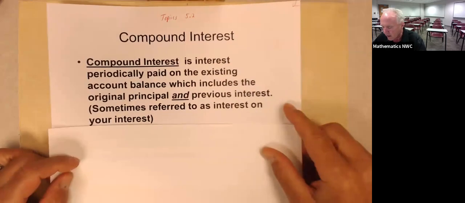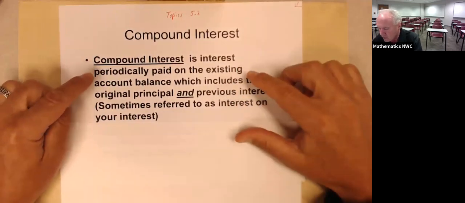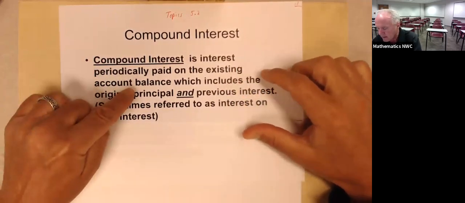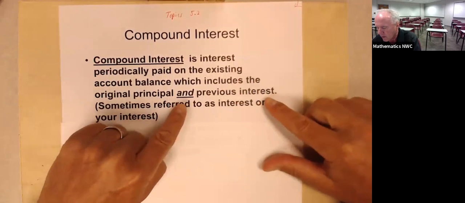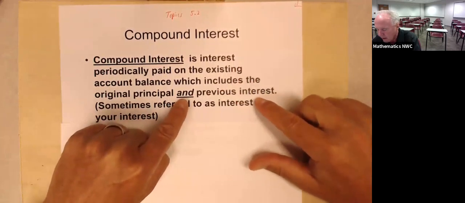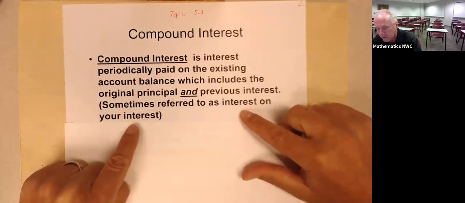In the previous lesson we looked at simple interest. It was one of the most basic ways of calculating interest that we can do. One of the more common methods, though, the one that you're going to see quite a bit in your lifetime, is referred to as compound interest. It is interest that's periodically paid on an existing balance, which includes the original principal and any previous interest. This part right here is why it's oftentimes referred to as interest on your interest.